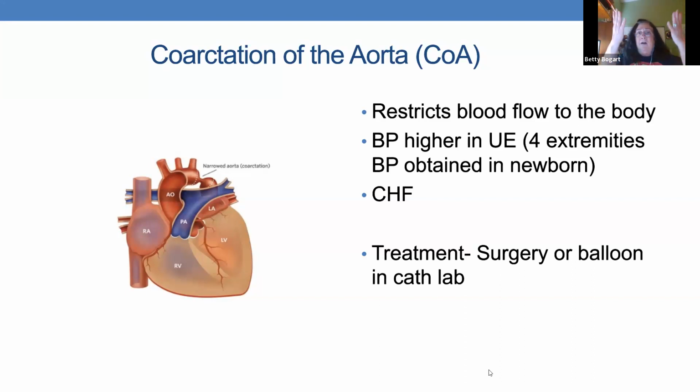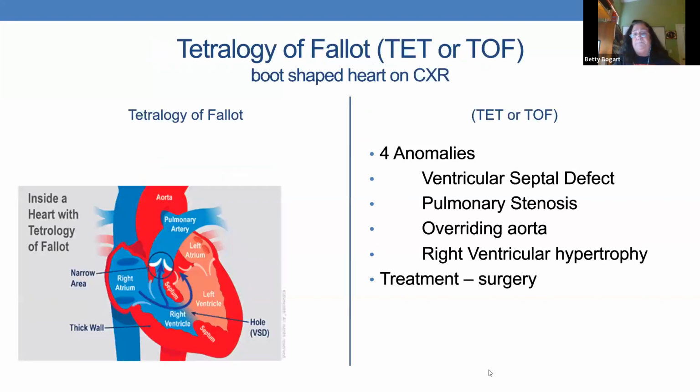You'll have higher pressure above, because there's more blood flow there; it can't go down, it's got to go back. So you'll see higher in the upper extremities, lower in the lower extremities. And because it's backwards, blood can't go down, it goes somewhere. What happens, it fills up the lungs, congestive heart failure. We treat that by surgery or balloon cath.